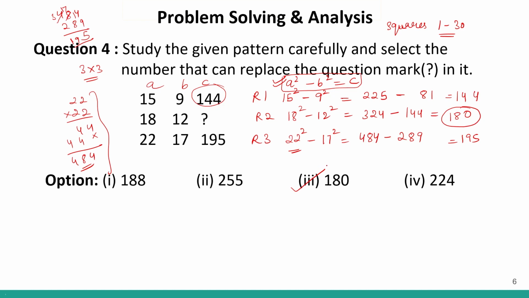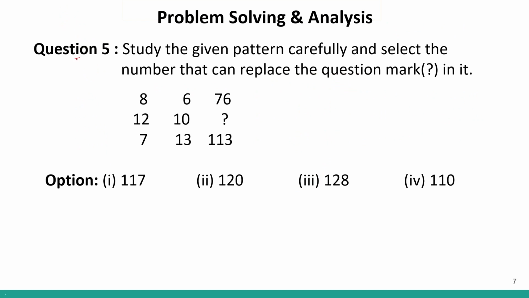Okay, clear? Let us move on to the next question, which is question number 5. Question number 5 is again a 3 into 3 grid. Over here again I can see that these numbers are significantly bigger than these two numbers. So probably some operations are being carried out on these two numbers to get the third number. Now let us see. If I square them, 8 square plus 6 square will be 64 plus 36. If I add them up, I'll get 100. So this is not the logic I can think of.